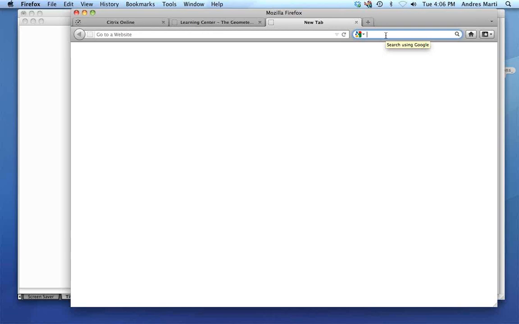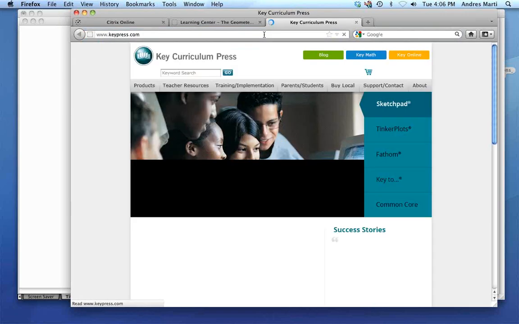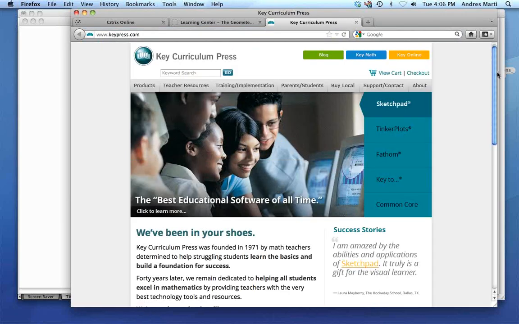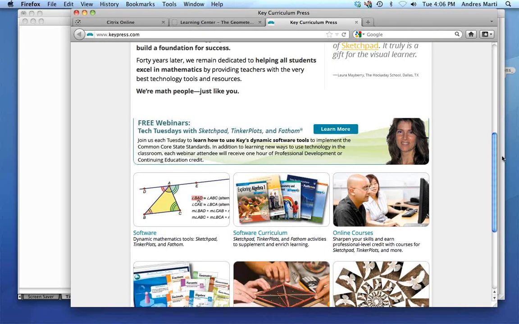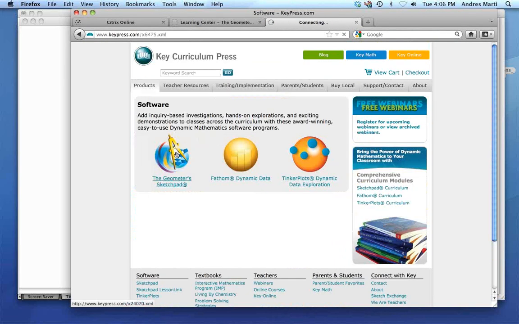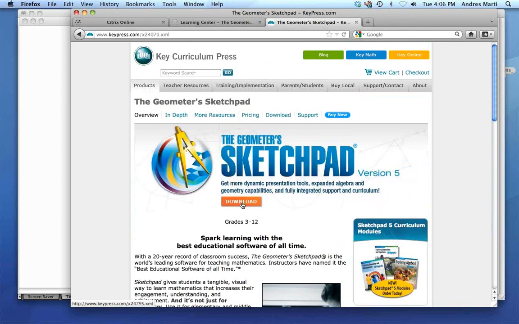So it's time to upgrade, and you can download it for free if you have not already done so. You don't need to do that necessarily right now. But if you go to keypress.com and you go to the software and you go to Sketchpad, you will find the download page, and you can download the software for free. So just do it. Download it.